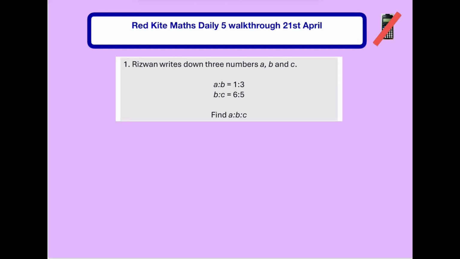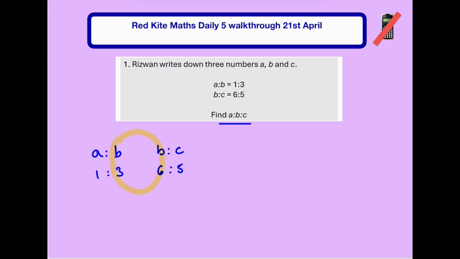Rizwan writes down these three numbers, A, B, and C. So the ratio of A to B is 1 to 3, and the ratio of B to C is 6 to 5. And we have to find A to B to C. Now, the trick with these is to make the B's or whatever you've got double of the same.